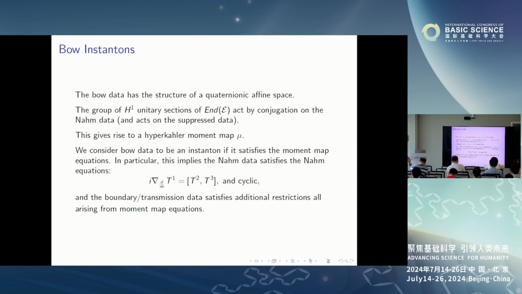And when you work out what those mean, and I will not do it at the board, that tells you in particular, you get the familiar Nahm equations. d/ds of T1 is equal to the commutator of T2 and T3, and then cyclic permutation is the same. And then there are also additional restrictions on the boundary and transmission data that arise from the moment maps.